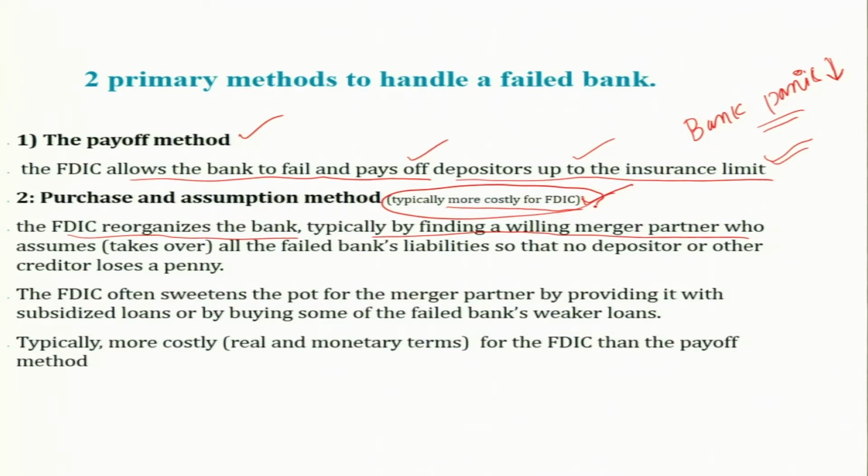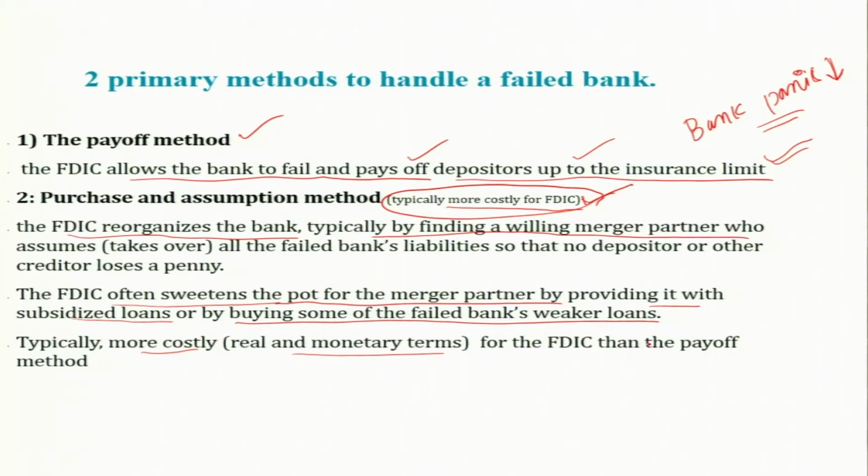You know why? Because in order to ensure that some other bank acquires the failed bank, the FDIC often has to sweeten the pot for the merger partner by providing it with a subsidized loan or by buying some of the failed bank's weaker loans. Because of that, it is typically more costly in real and monetary terms for the FDIC than the payoff method.